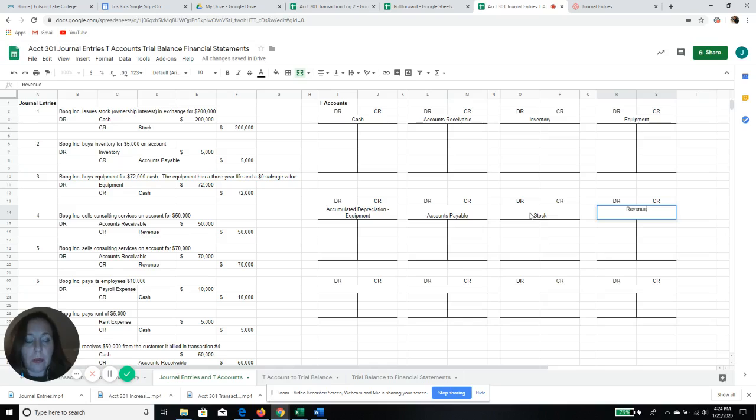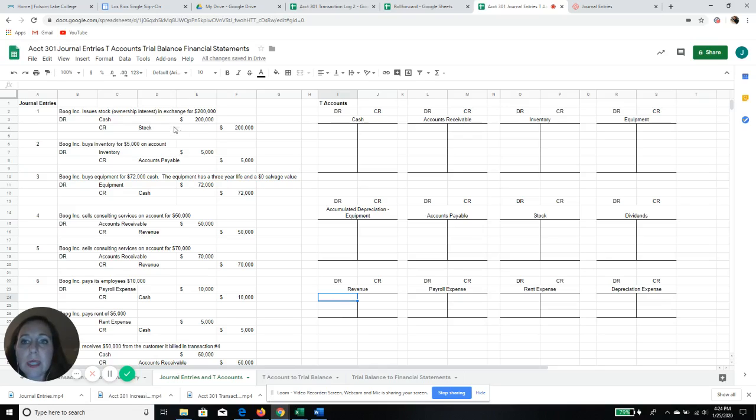Revenue. Okay. Revenue. And I'm going to give each type of expense its own account. We could consolidate them. For our purposes, we'll keep them separate. So we have payroll expense, rent expense, and depreciation expense.